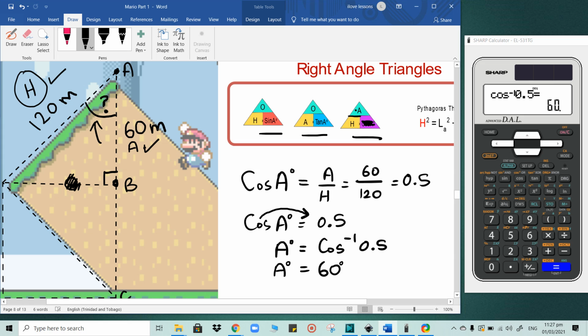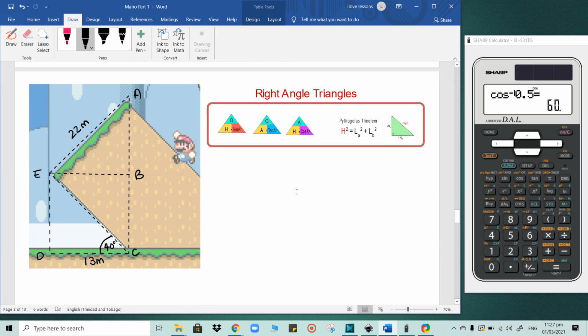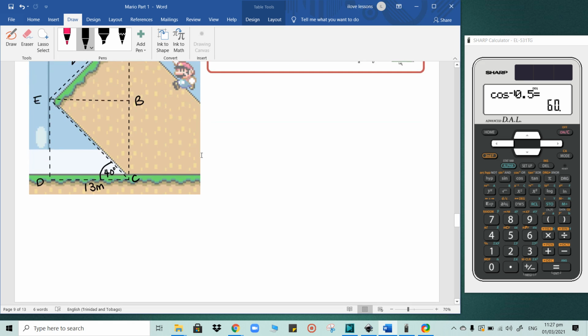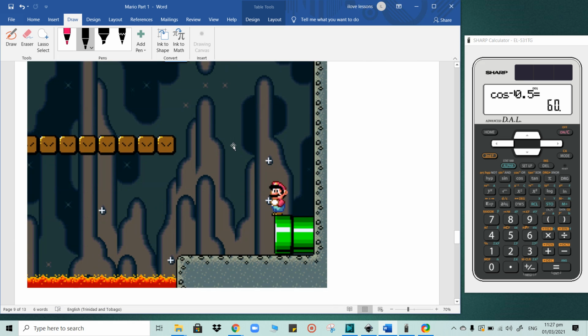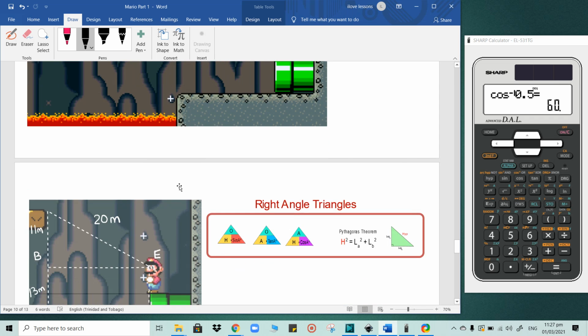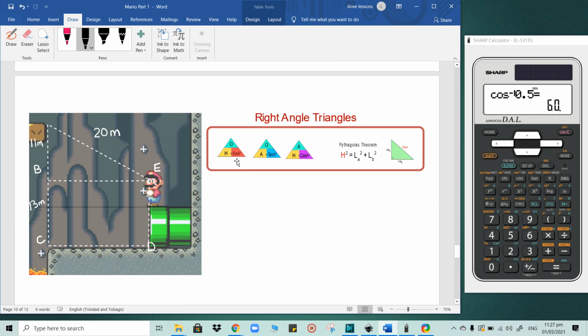So the angle is 60 degrees. All right, let's go down here. I'm just going to leave this one blank and move on to the next one. Here's another scene from Mario Brothers. Let's see what the mathematician will see when he's playing this game. This is what he sees instead.